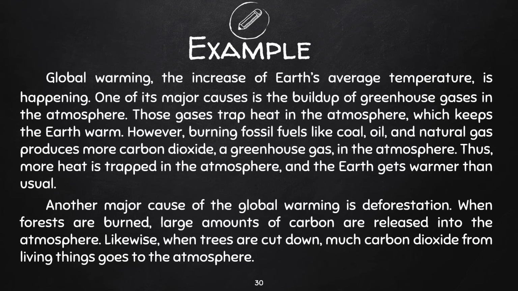Global warming, the increase of Earth's average temperature, is happening. One of its major causes is the buildup of greenhouse gases in the atmosphere. Those gases trap heat in the atmosphere, which keeps the Earth warm. However, burning fossil fuels like coal, oil, and natural gas produces more carbon dioxide, a greenhouse gas, in the atmosphere. Thus, more heat is trapped in the atmosphere, and the Earth gets warmer than usual.